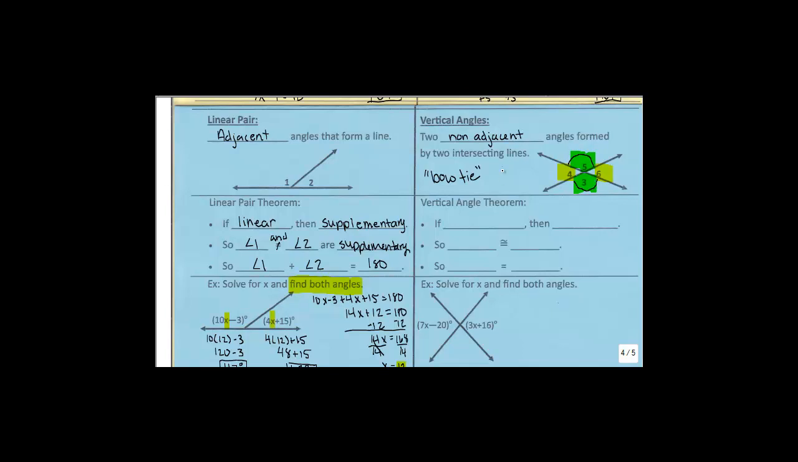The vertical angle theorem says that if they are vertical, then they are congruent. So their measures are the same. So angle 4 is congruent to angle 6. So the measure of angle 4 is equal to the measure of angle 6. And that's also the same for 3 and 5. So 3 and 5 are congruent, and that means the measure of angle 3 is equal to the measure of angle 5. In other words, whatever degrees they are, they're the same.